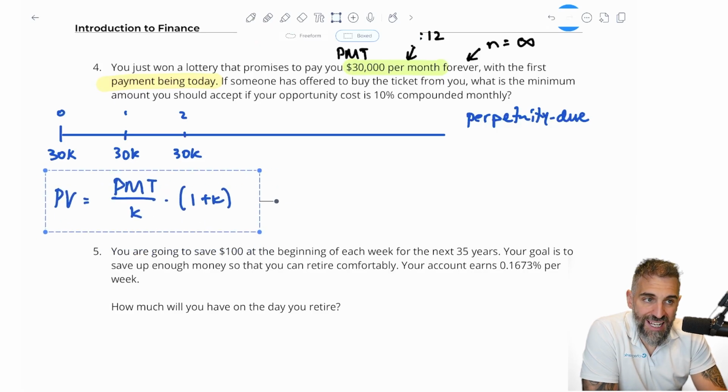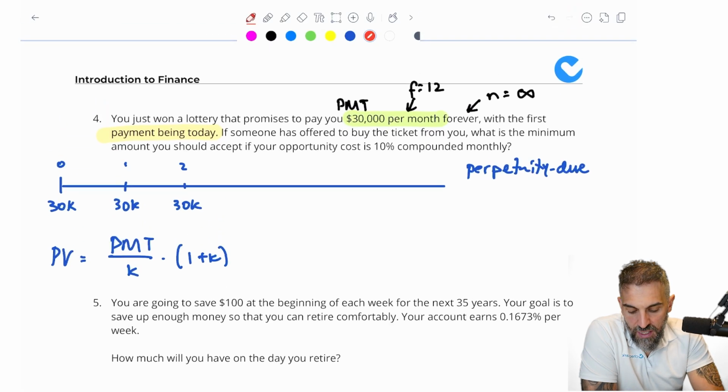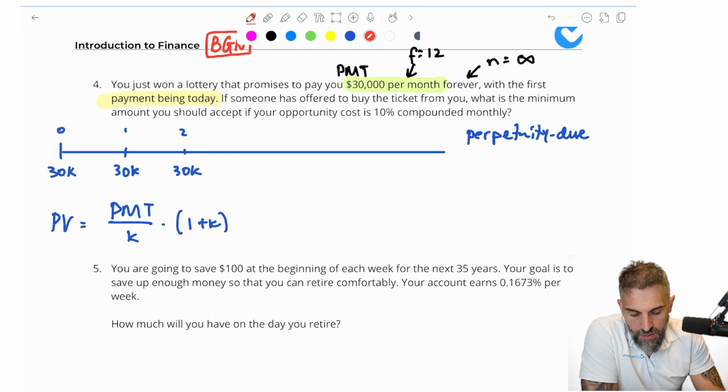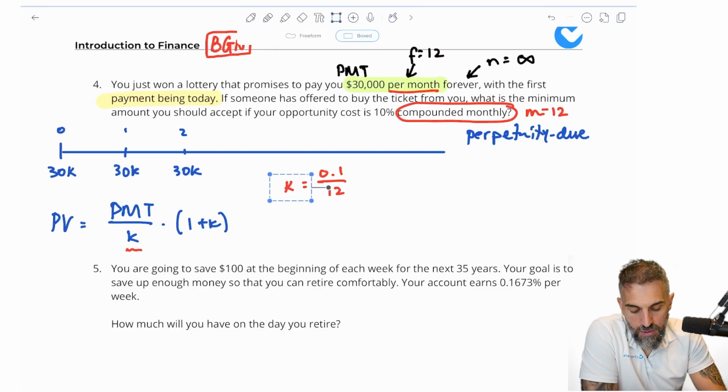So if you're using your formulas, you just multiply it by 1 plus K. If you're using the financial calculator, you turn on something called BGN. BGN is a setting. So I'm going to show you guys both. If you're going to use the formulas, the first thing is you've got to establish your K. All right, so what is my K here? I know that this is per month, and I know that my interest is also compounded monthly. So we know that when those two are the same, you can just take your 10% and divide it by 12. Okay, so that's my K in this question.